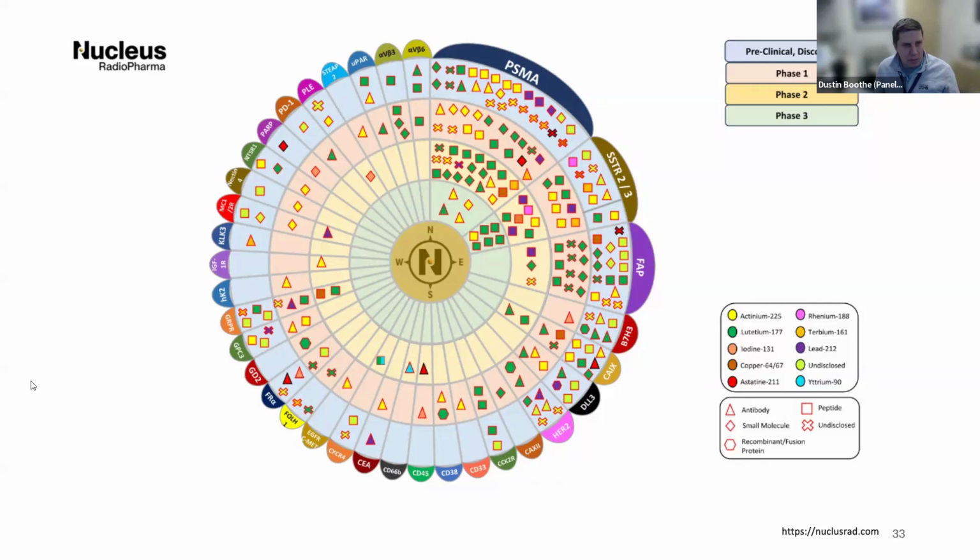This is done by Nucleus Radiopharma, their CDMO, and I asked them to make a modification and to look at just the ones that could have GU oncology applicability. So let's go to the next slide.